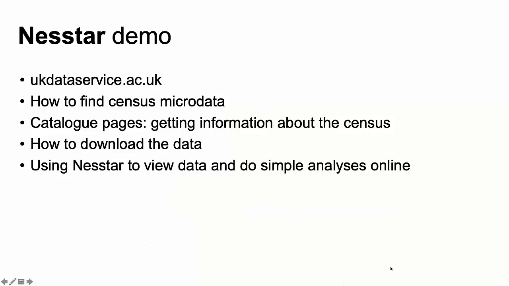So what I'm going to do now is demonstrate, first of all, how to find some of the information about census microdata on our website. And then I'm going to show you the catalogue pages where you can find out more information, as well as the documentation that I mentioned earlier, and how you go about downloading those microdata sets. And then we'll look at Nesstar and how you go about exploring it. So I'm just going to switch over to a live website. So hopefully this works and doesn't cause too many issues with bandwidth.